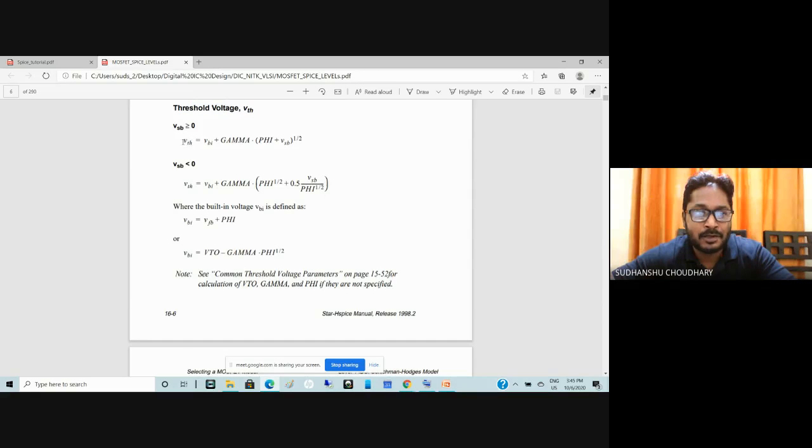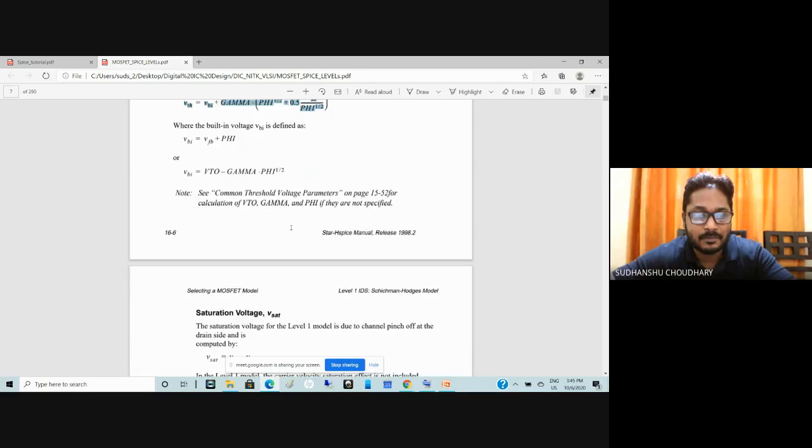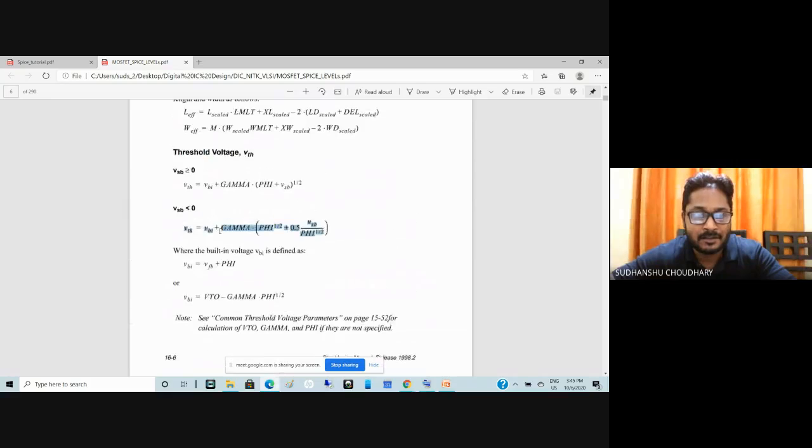Because threshold voltage depends on this term, and this term requires knowing the built-in potential and the body effect coefficient, phi and VSB, that is, source to bulk. Okay, for source-to-bulk bias greater than 0, you have this equation. For source-to-bulk bias less than 0, you use this equation, right? These are required because the simulator has to calculate your current based on these values. So these are basically called process parameters.